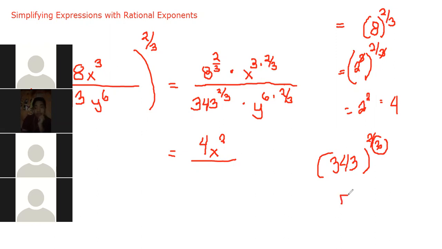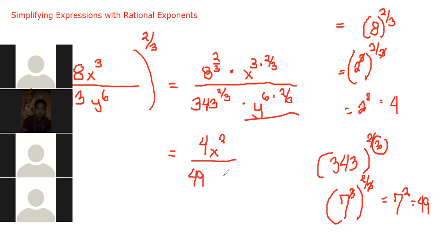So, magkaroon tayo ng 7 raised to 3. Raised to 2/3. So, cancel natin si 3. Matitira si 7 raised to 2, or 7 squared. Ah, hindi na pala 7 squared na ilalagay natin. 7 squared is equivalent to 49. 49 na ilalagay natin dito. 49.